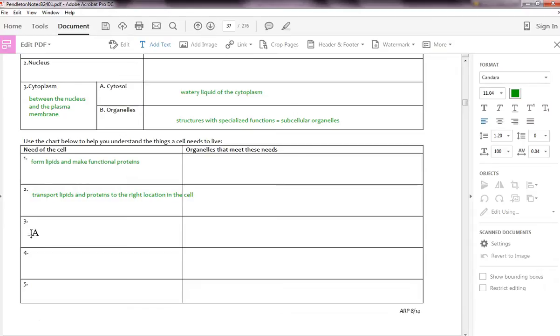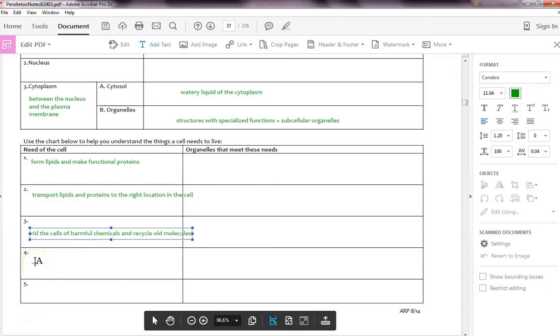Another thing that they have to do is they have to rid the cell of harmful chemicals. Our environments have all sorts of chemical assault. Some of these reactions that happen inside of a cell produce harmful chemicals. So they have to rid the cell of those harmful chemicals and recycle old molecules. A lot of times molecules can be damaged, and so they're not going to function as well because their structures have changed. And so how do we recycle them? Tear them down and then reuse some of the parts.